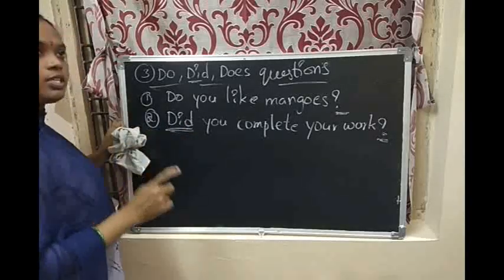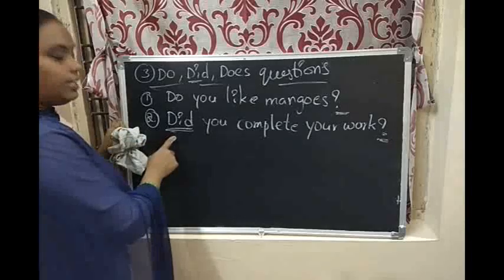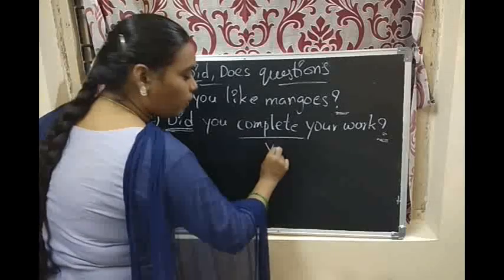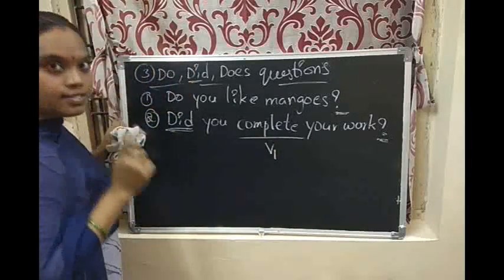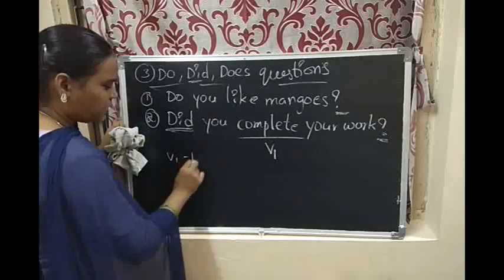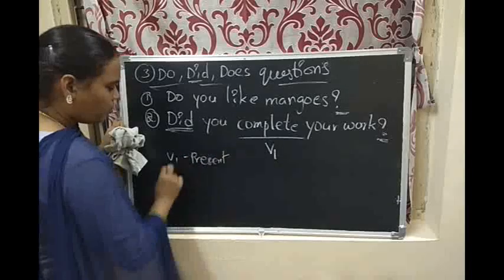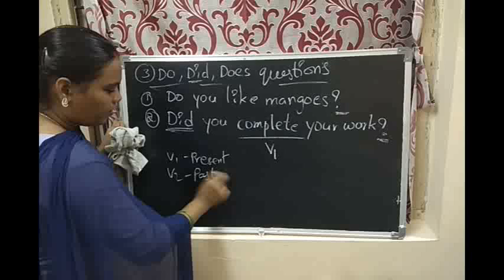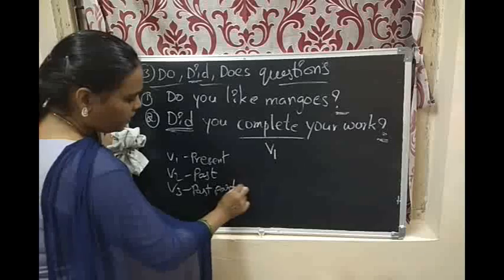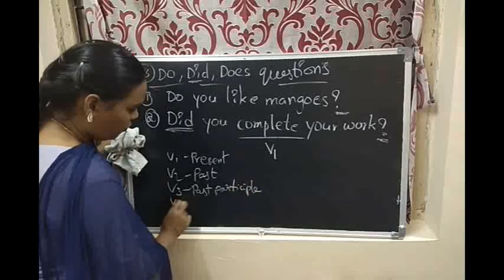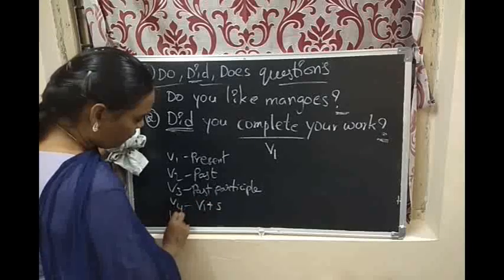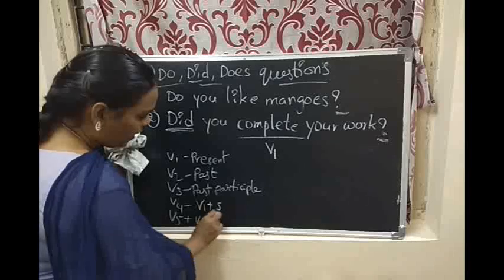So while you are using did in a question, don't write the verb in V2 form. Always the verb is in the first form, that is V1. What are V1, V2, V3, V4? V1 is present tense. V2 is past tense. V3 is past participle. And V4 is V1 plus S. V5 is V1 plus ing.